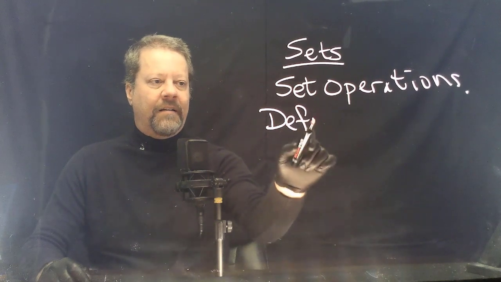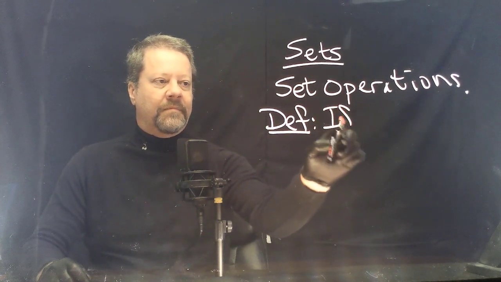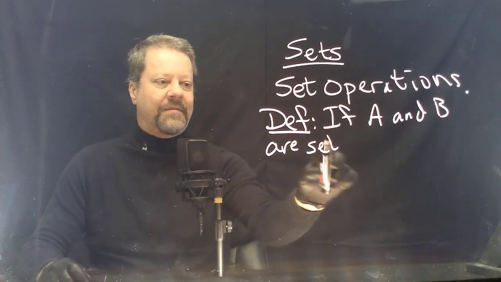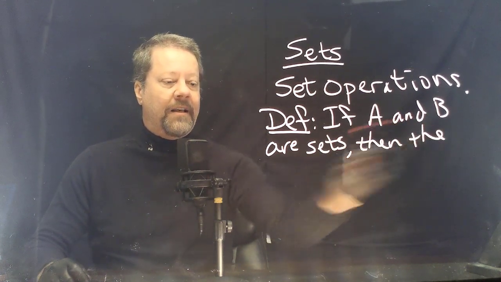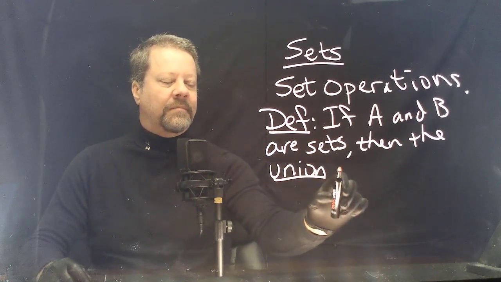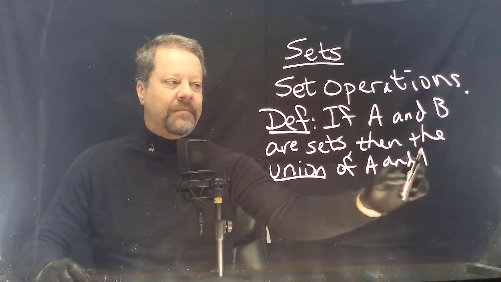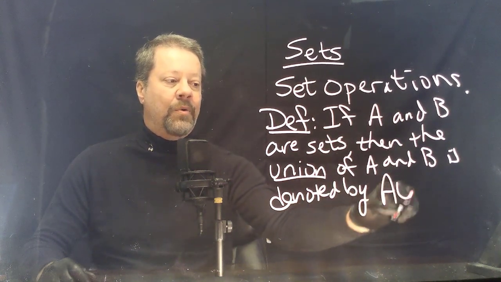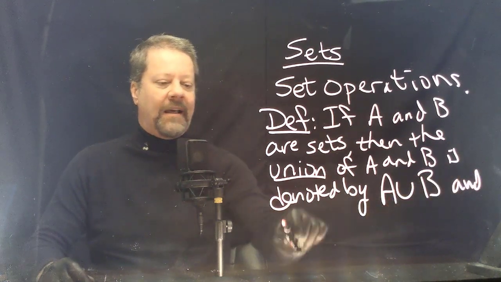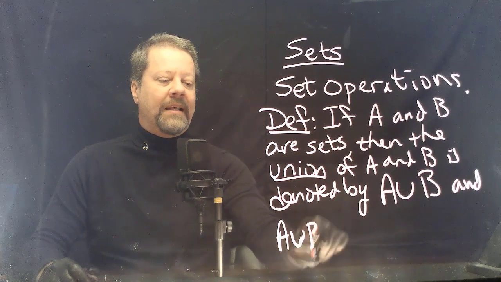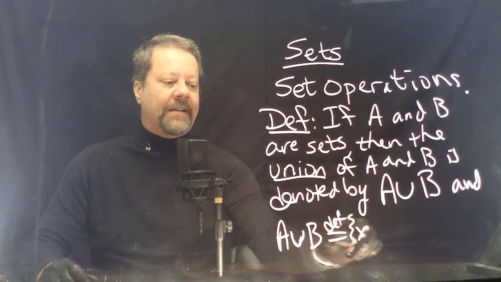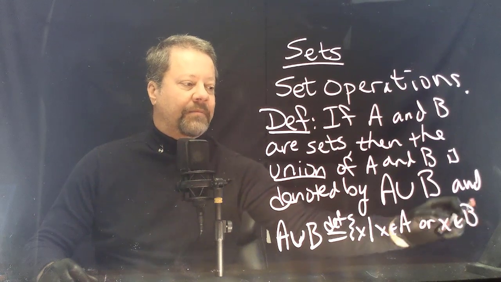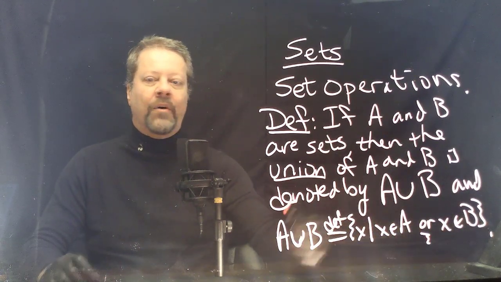Let me define our first set operation. If A and B are sets, then the union of A and B is denoted by A union B, and A union B is by definition the set of all x such that x is in A or x is in B. So there's a significant OR statement here.